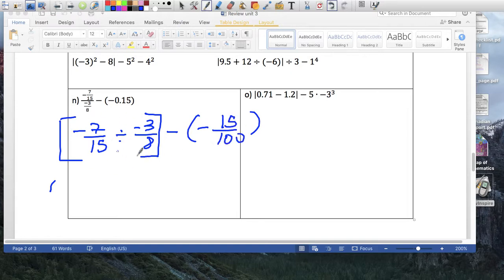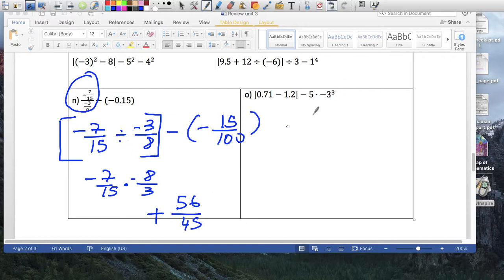All right, so one comment here: I did not need these brackets to protect this first part here, only because I'm going to do that part anyway, because division comes ahead of subtraction. But if you want, it doesn't really hurt. So it's negative 7 over 15 times 8 over 3. Simplify anything? Doesn't look like it. So it's a negative times a negative, which becomes a positive. 7 times 8, which is 56, and 15 times 3, which is 45. So this is what I have. That becomes 56 over 45 minus negative 15 over 100.